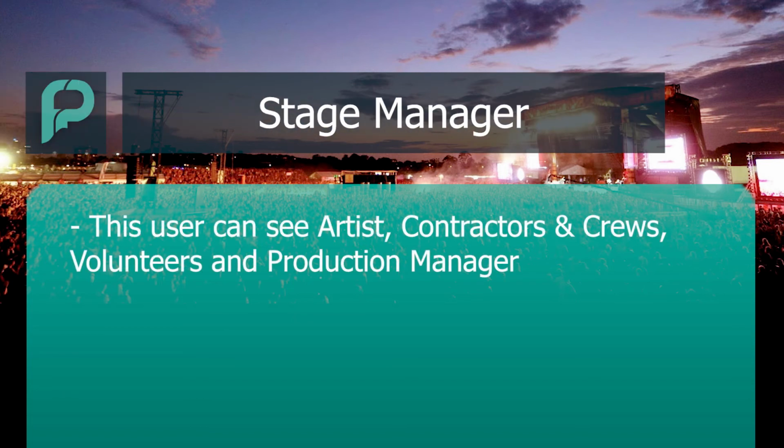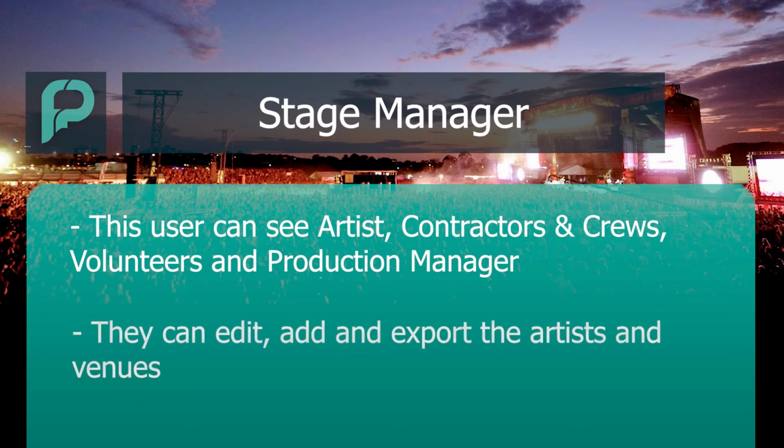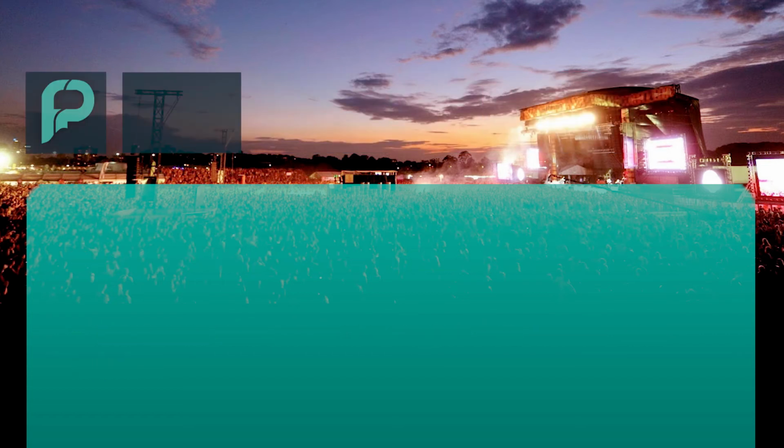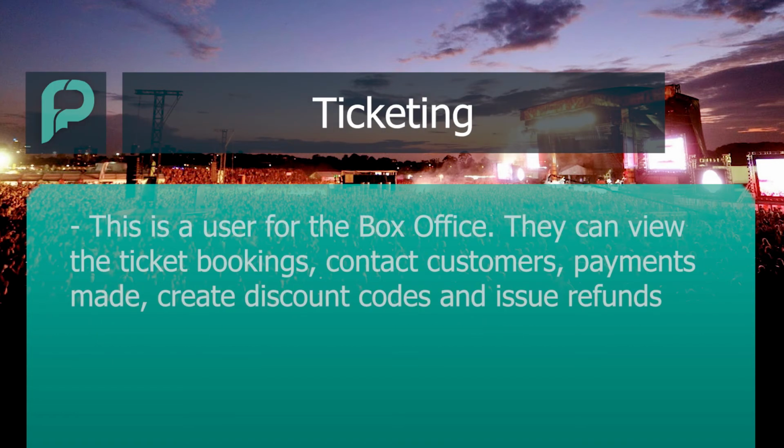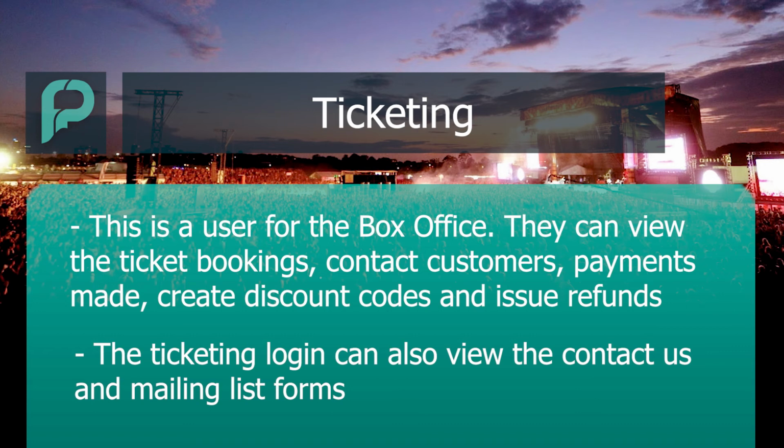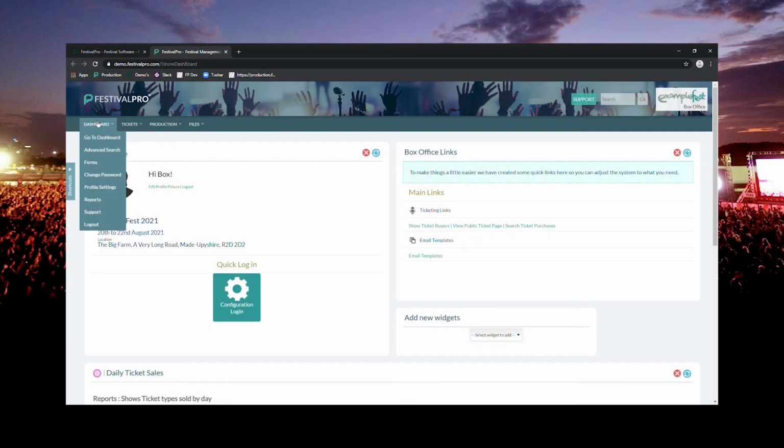A stage manager has access to artists, contractors and crew, volunteers, and the production manager part of the system. They can edit, add, and export the artists and venues. A ticketing user has access to the box office side of the system. They can view ticket bookings, contact customers, payments made, create discount codes, and issue refunds. They can also access the contact us and mailing list forms. Here's an example of what a box office user would look like.